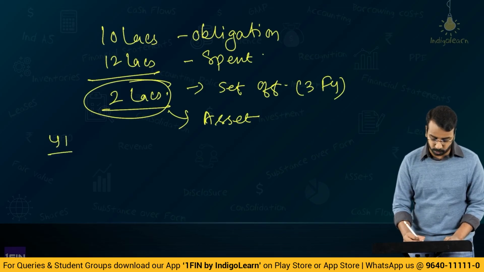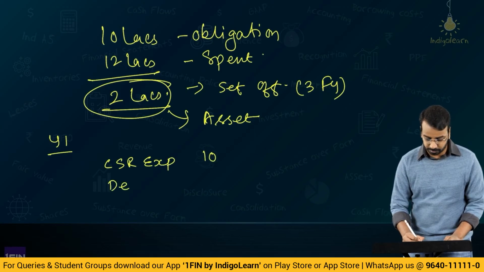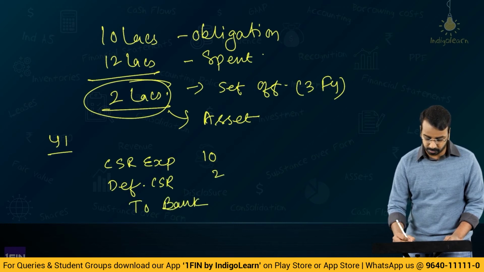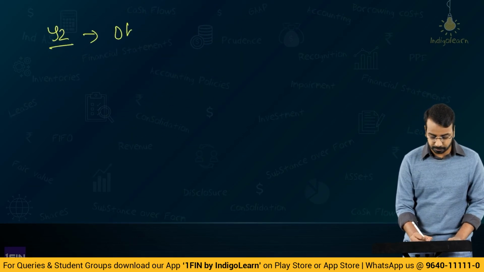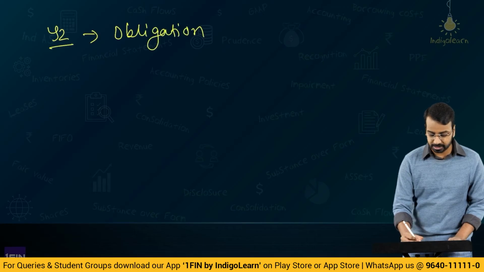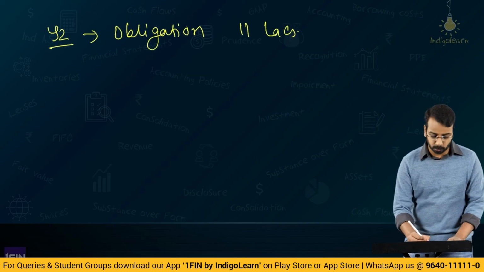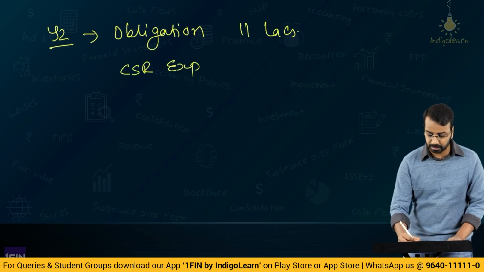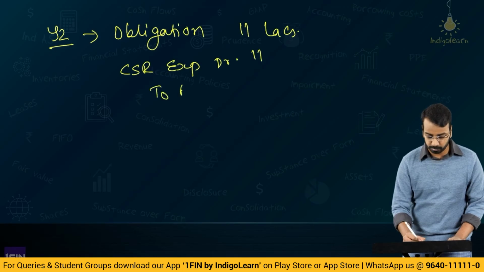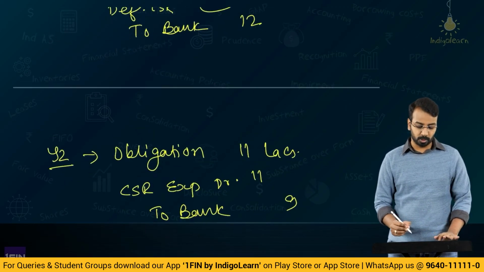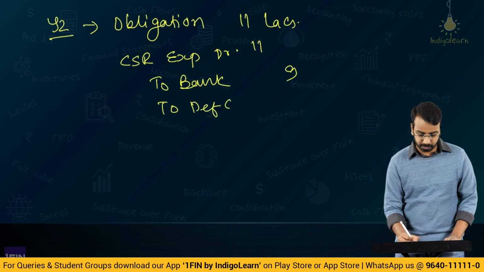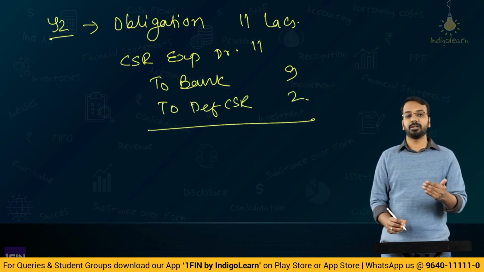So, in year 1, the entry would be CSR expenditure 10 lakhs, deferred CSR expenditure 2 lakhs, to bank 12 lakhs. Now assume for a moment, year 2 obligation is 11 lakhs. So in year 2 what you will do is CSR expenditure 11 lakhs debit to bank. You will spend only 9 because you have 2 lakhs of carry forward brought forward. So 2 lakhs is there to deferred CSR 2 lakhs. So like this the account would be closed, right?